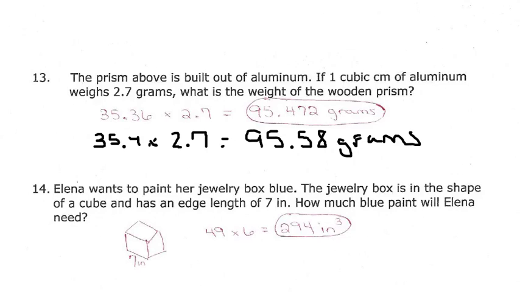Elena wants to paint her jewelry box blue. The jewelry box is in the shape of a cube and has an edge length of 7 inches. Draw out your figure. How much blue paint will Elena need? So you draw out your figure. Every side is 7. You're having to calculate the surface area. So 7 times 7 is 49, and you have 6 sides to a cube. So the surface area is 294 square inches.